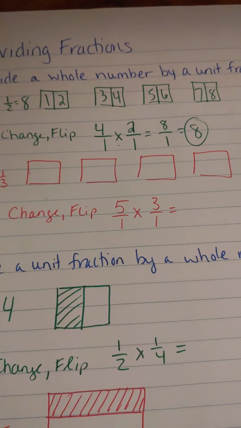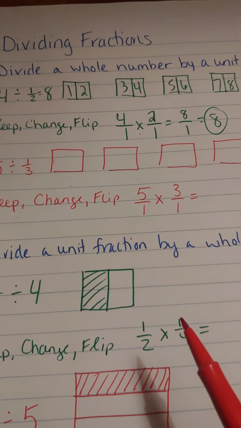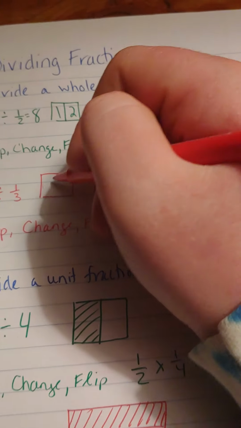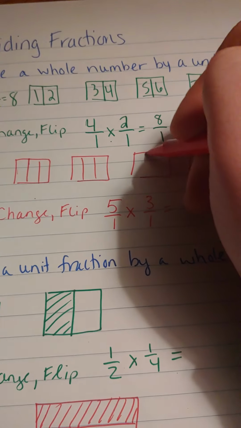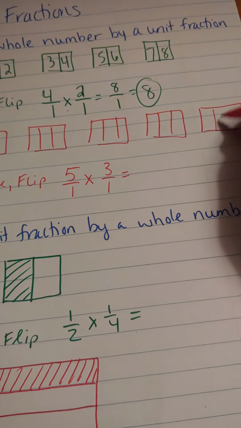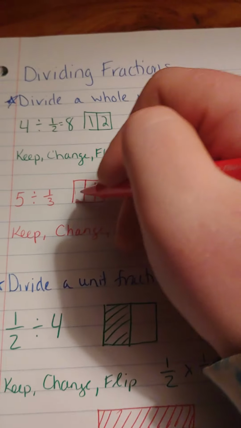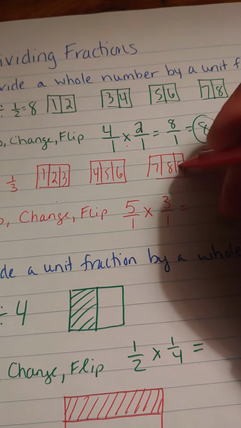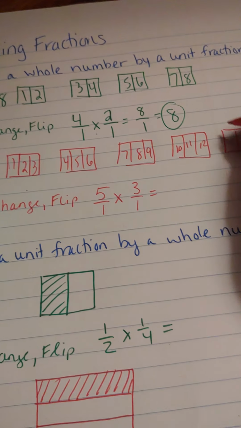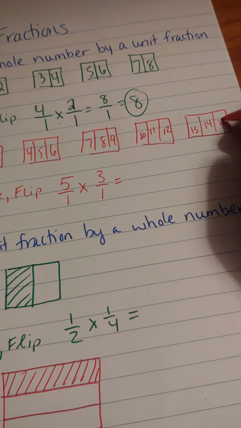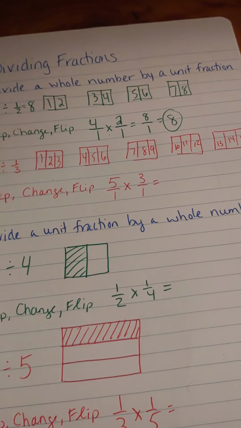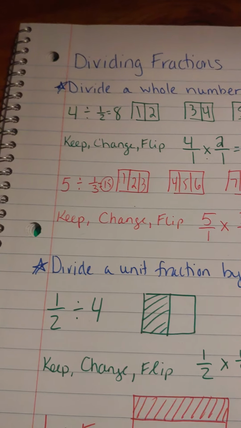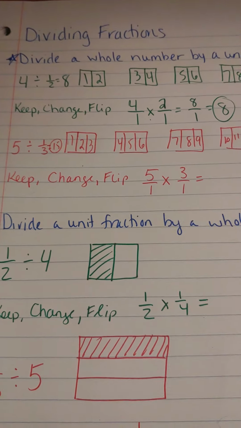Here's your mathematical version. We can do the same thing again if we have 5, and this time we're going to divide it into thirds. So 1, 2, 3, 4, 5 wholes, and we're going to split these into thirds. And then we're going to count how many thirds we have. 1, 2, 3, 4, 5, 6, 7, 8, 9, 10, 11, 12, 13, 14, 15. So we end up with 15 thirds. So there are 15 thirds in 5.